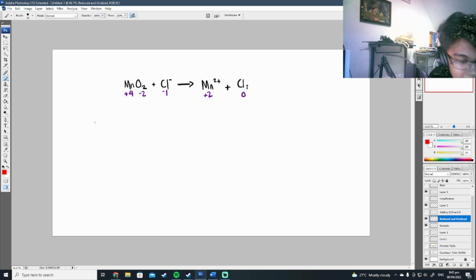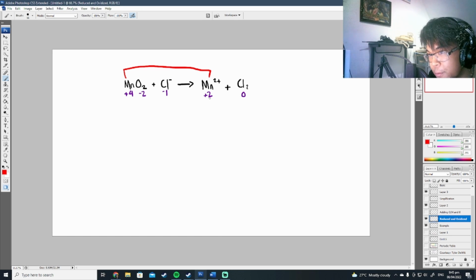For example, our manganese, positive 4, became positive 2. So positive 4 became positive 2, meaning that electrons are being added so that it becomes positive 2. Therefore, manganese is reduced. For simplicity's sake, I'm just going to put R for reduced.